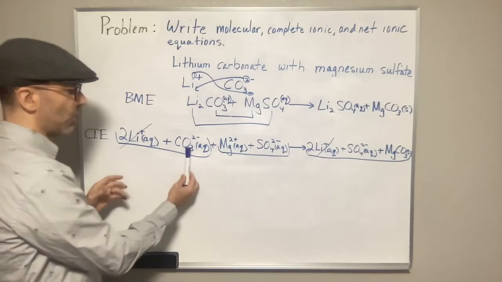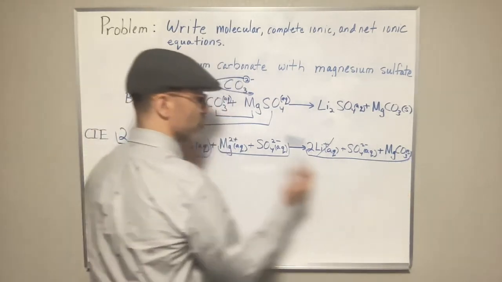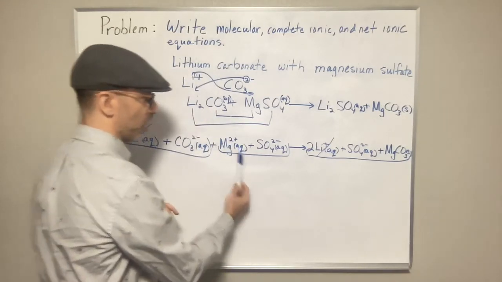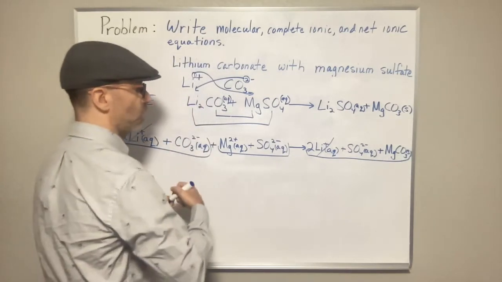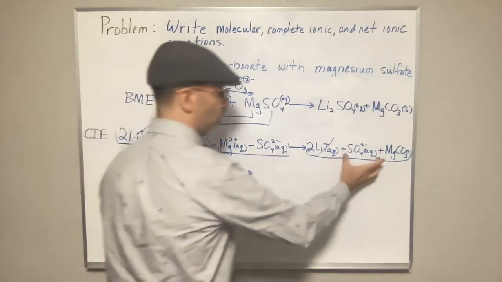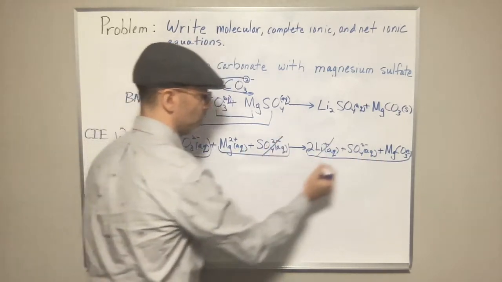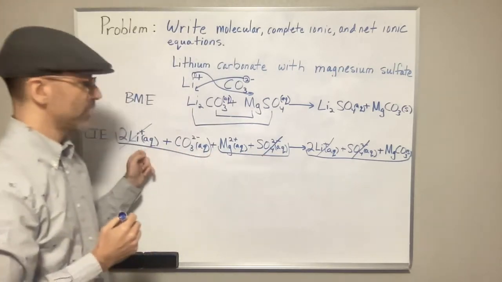And then the carbonate is part of a solid. It's aqueous here, but solid there. So that stays. It's a player. Magnesium is aqueous here and magnesium is a solid here. That changes, so that stays. Sulfate aqueous is the same on both sides, so that's going to be eliminated. So these are the spectator ions.